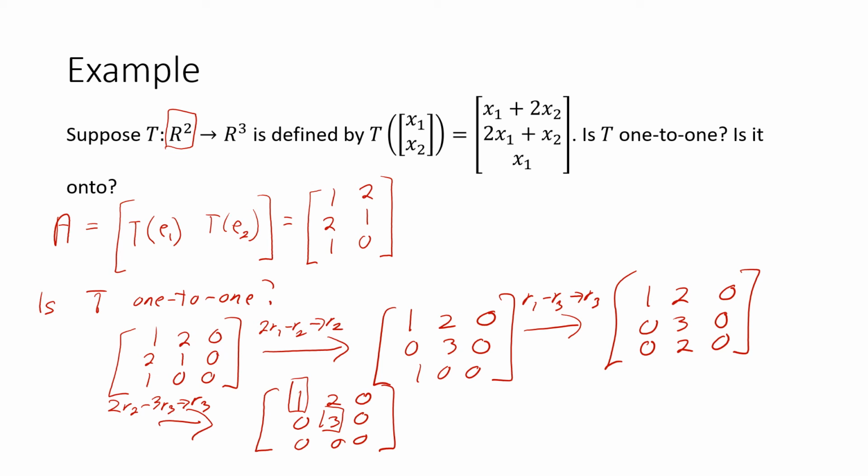I have a leading entry in every column. I have my zeros at the bottom. This means that there is a single solution there, which means that there is no way of combining these columns to get 0 without multiplying each of them by 0. There is no non-trivial solution. So it is one-to-one. No matter what two vectors you start with, you are going to end up with two different vectors.